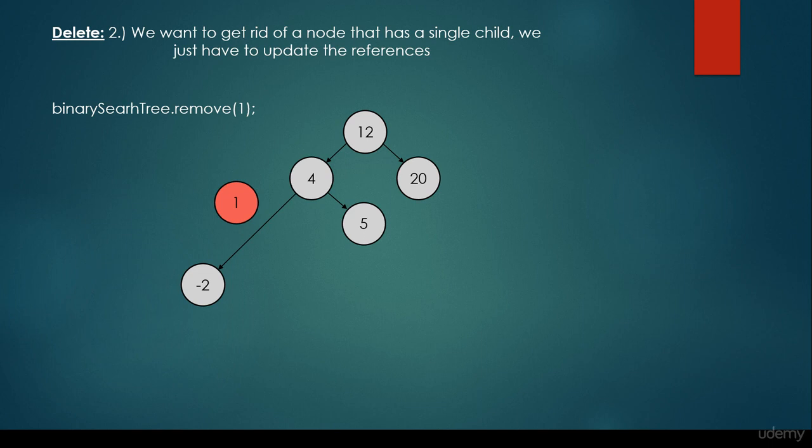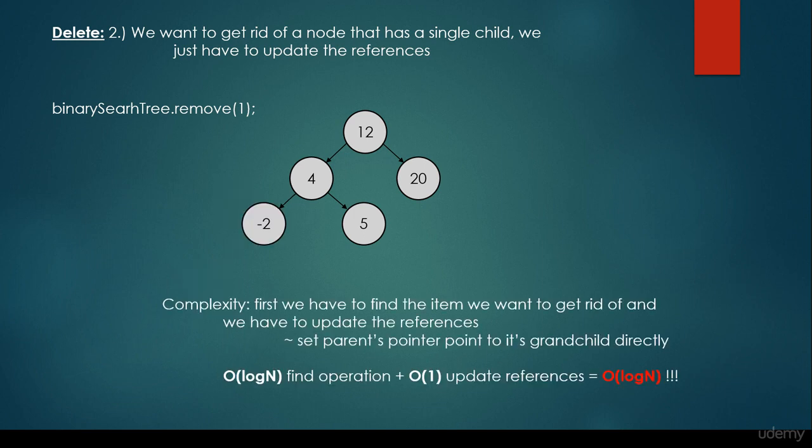So we just have to set it to null, and it's very important that we tell the parent of this 1, which is the node 4, to point to the child of the node 1. That's why we update the references like this. So the 4 is going to point directly to the node -2. We set this node 1 to be equal to null to avoid obsolete references. Of course the time complexity is logarithmic, this is why we like tree-like structures.